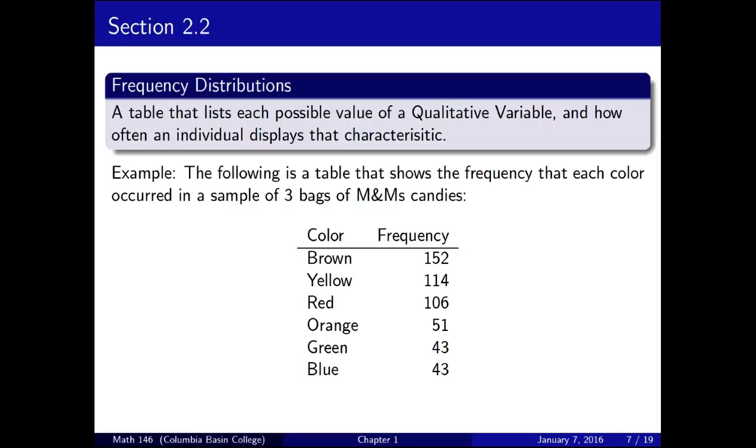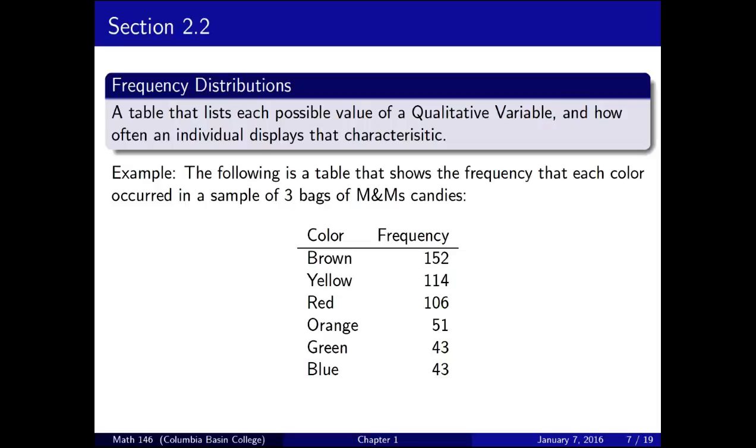They counted them up, and there were 152 brown M&Ms, 114 yellow, 106 red, 51 orange, 43 green, 43 blue. I think they were doing this experiment because they liked blue M&Ms, and they were feeling really disappointed that they weren't getting a lot of blue M&Ms in their packages. They wanted to see if it was true that there are fewer blues in a bag overall, or maybe they just got a really unlucky bag. Turns out it looks like in general the blues do occur less often. So this is an example of a frequency distribution. It breaks down the categories and tells you how many are in each of those.